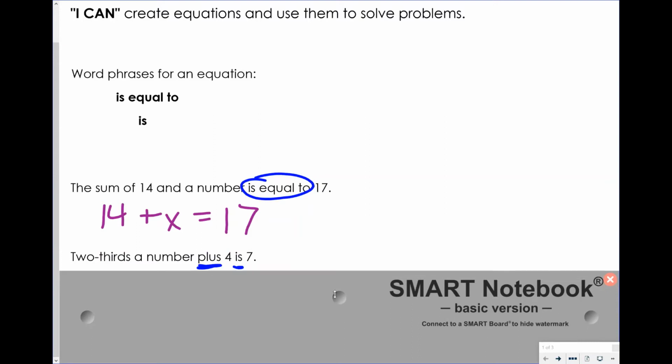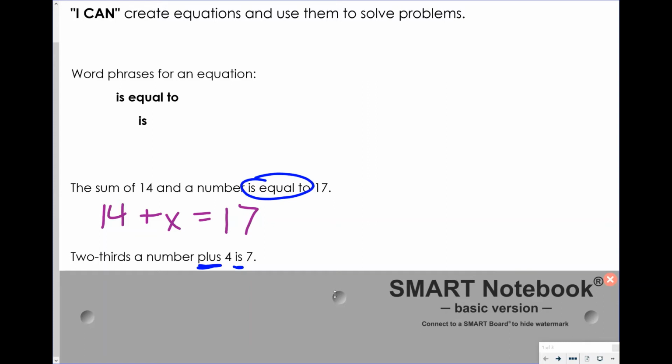2/3, a number, plus 4 is 7. So you have 2/3. So bring that down. 2/3, a number, is going to be 2/3 x, correct? Correct. Plus 4. So bring down your plus sign. So you got 2/3 x plus 4.